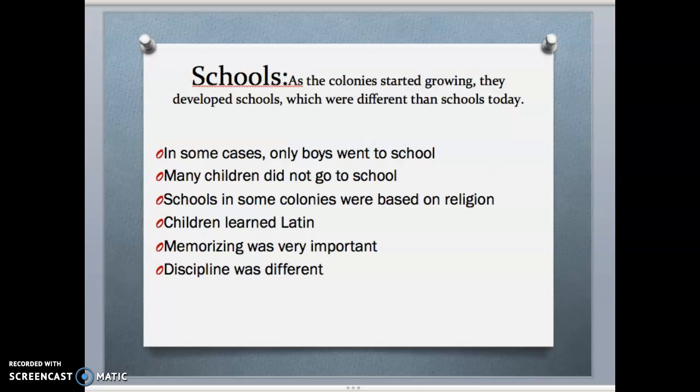And let's look at my last 3. Children learned Latin. That's a pretty small idea. I mean, definitely we don't all learn Latin now, so it's a difference. It goes with my main idea, but I can't write a whole paragraph about that. Memorizing was very important. Well, we definitely do less memorizing today, but that's also a small idea. Discipline was different. Wonder if there's a way I can combine all 3 of these. I feel like all 3 of these talk about the way students learn and that it seems different than today. So here's what I might come up with.